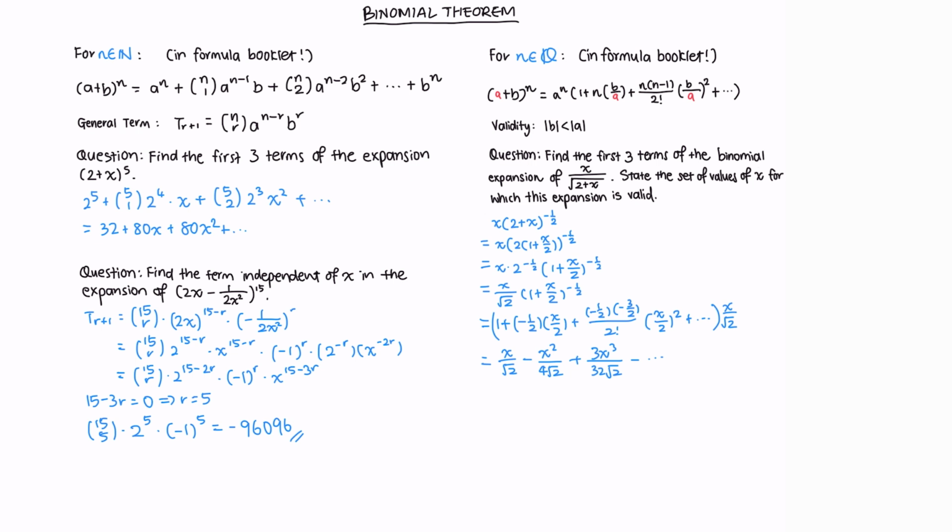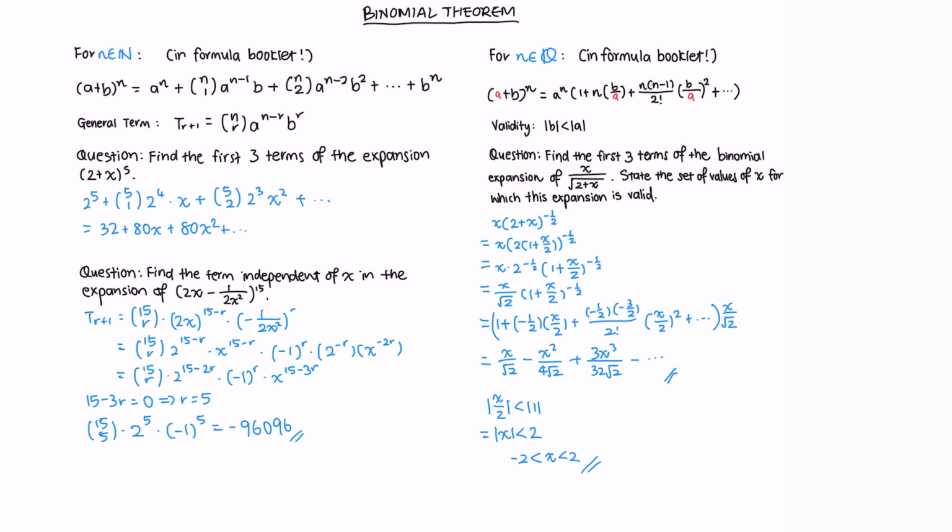But next, we need to state the set of values for which this expansion is valid. So in this case, we're expanding 1 + x/2. So what we want is |b| is less than |a|. |x/2| is less than |1| because a is 1. And what we'll get over here is just |x| is less than 2. Again, reminder that this means that x is between -2 and 2.